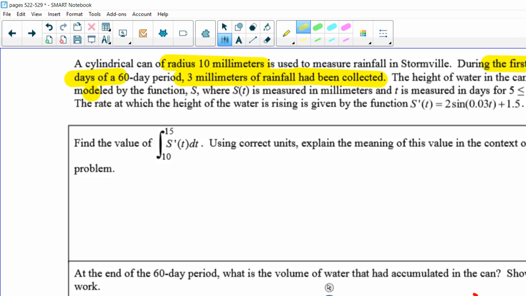The height of the water in the can is modeled by the function S, where S of t is in millimeters. Remember, that's the height of the water in the can. And t is measured in days for 5 to 60 days. The rate at which the height of the water is rising is given by this function S prime of t. Find the value of the integral from 10 to 15 of S prime of t dt. You know S prime of t. Go. Blank screen.